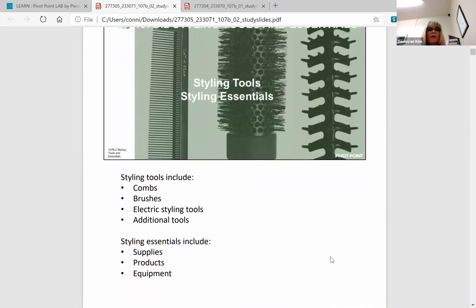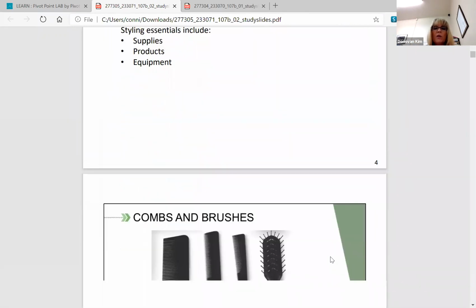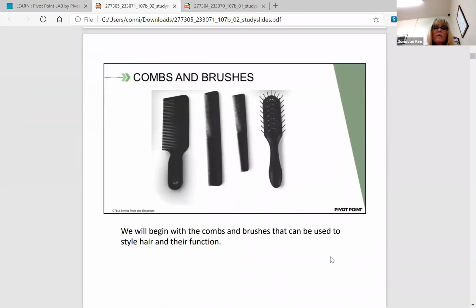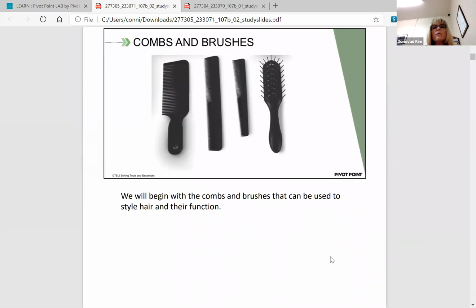Right, so as we talk about it, of course, we have combs, we have brushes, electric tools, other tools, additional tools, supplies, products, equipment, all of these things that we can use. So we'll start with some combs and brushes. Some of those should look familiar to you, right?